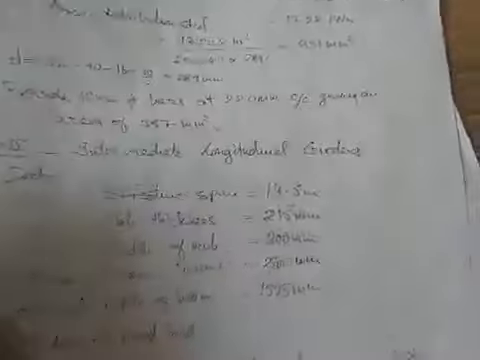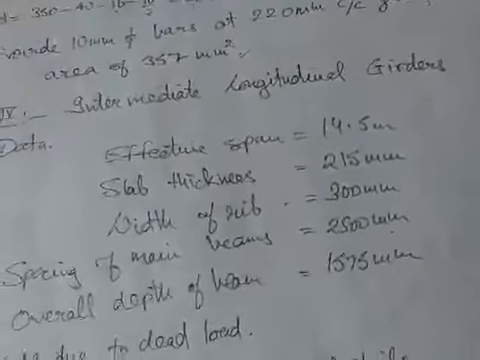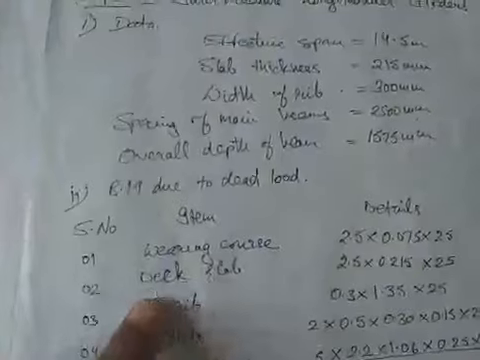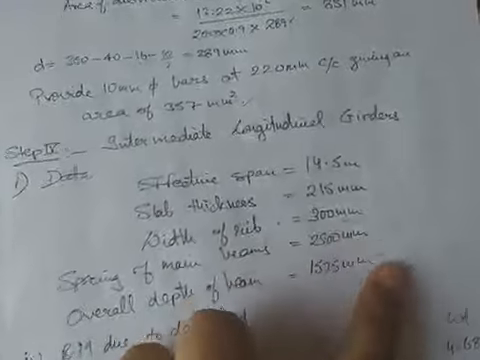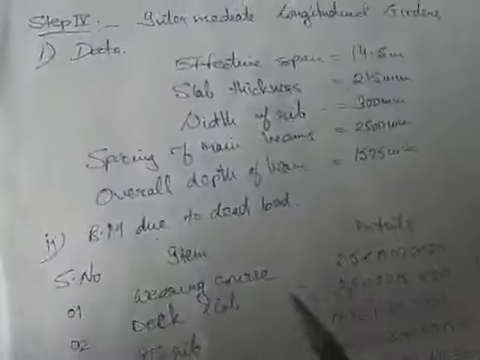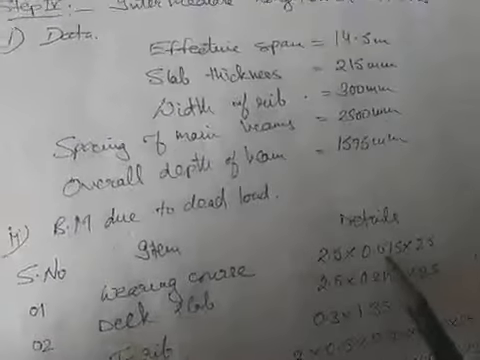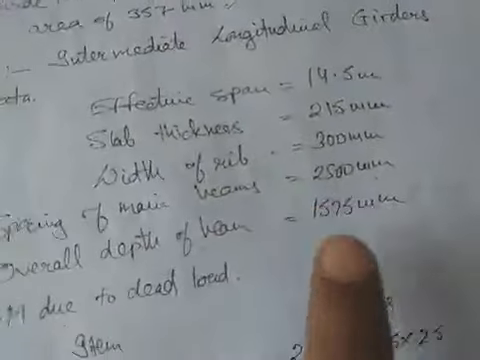Again, as we have done in the case of the cantilever beam, we have to find out the bending moment due to the dead load and then due to the live load. So first, dead load will be checked. Dead load for the longitudinal girder consists of the wearing course, the deck slab, the T-rib and the fillets. T-rib width has been given to us as 300 mm. The spacing of the main beams is 2500, this we know. So the wearing course is 2.5 into 0.075 into the unit weight of concrete. 2.5 is the spacing of the main beams.